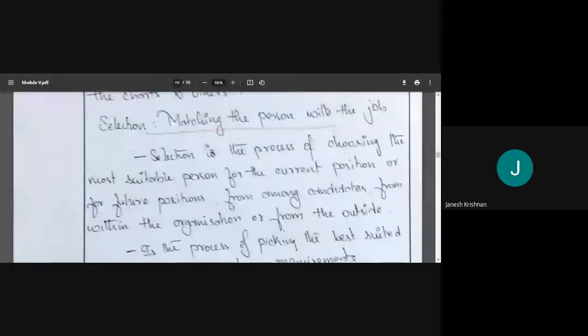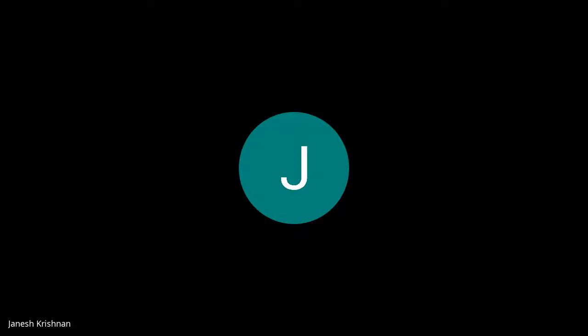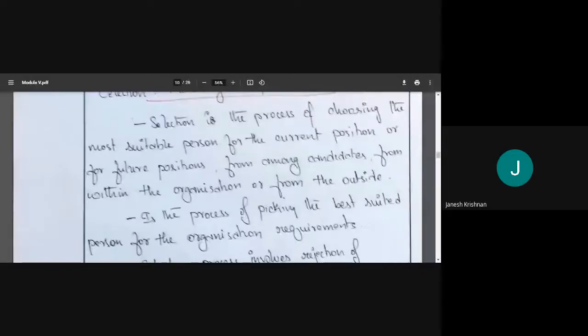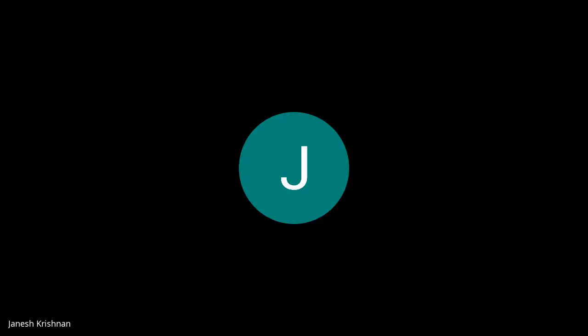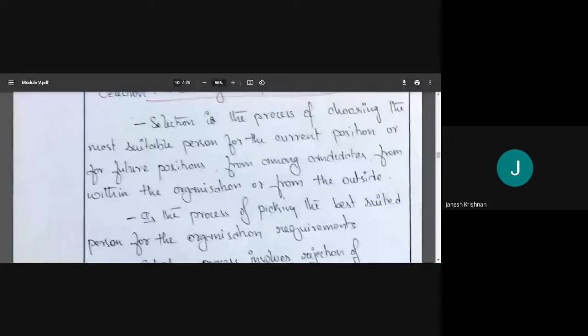Then comes the selection process. In selection, what we do is we choose the most suitable person for the job.